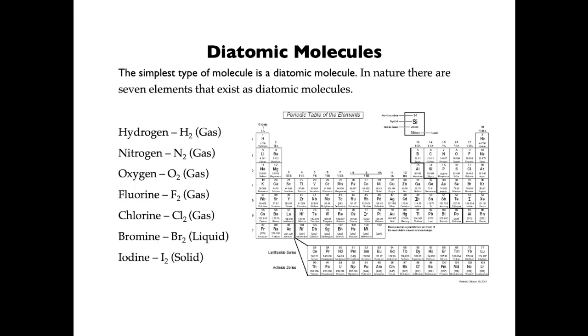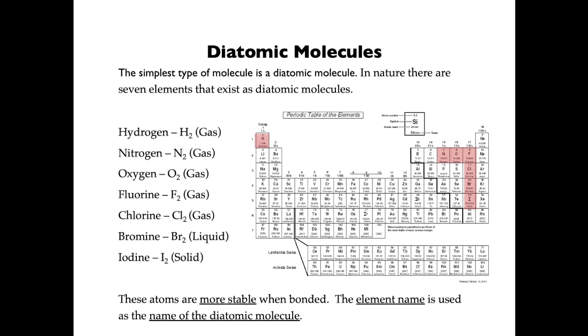Let's talk about diatomic molecules. There are 7 diatomic molecules, meaning that in nature, these 7 elements always exist as two atoms bonded together. They are hydrogen, nitrogen, oxygen, fluorine, chlorine, bromine, and iodine. And you're going to need to know that these 7 always come as a diatomic molecule. In fact, why don't you take a minute to mark this on your periodic table.